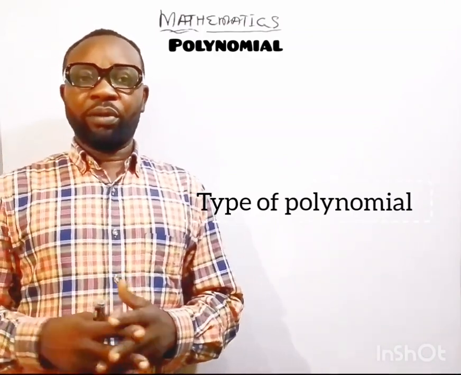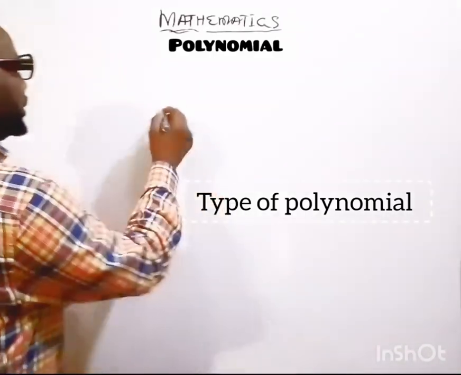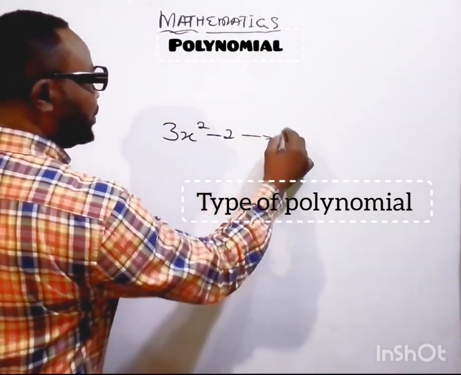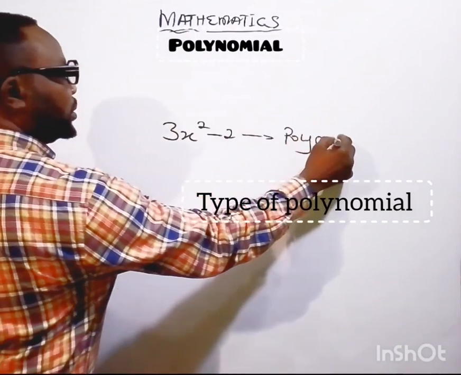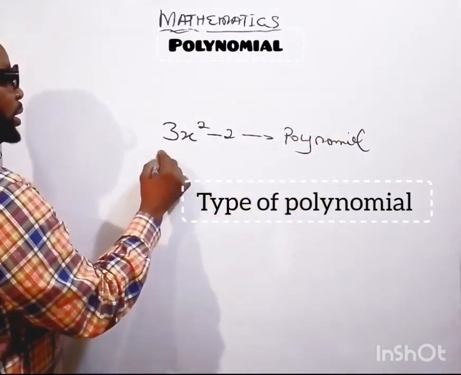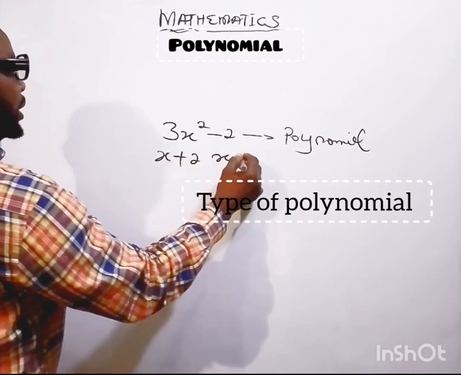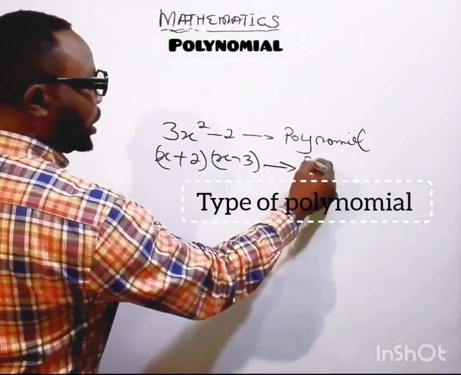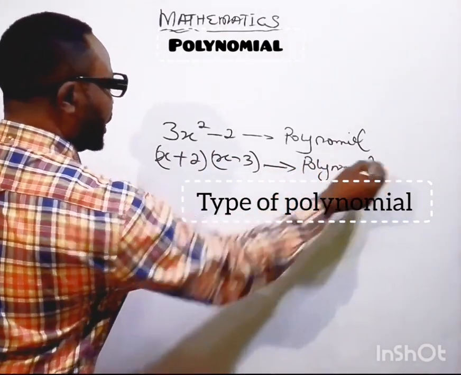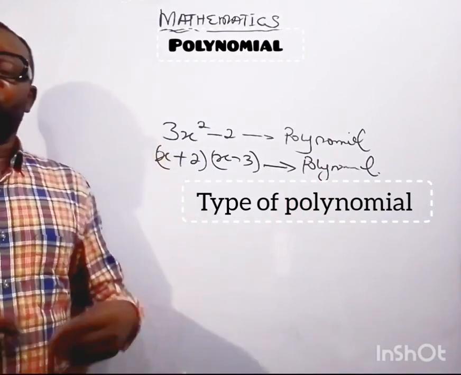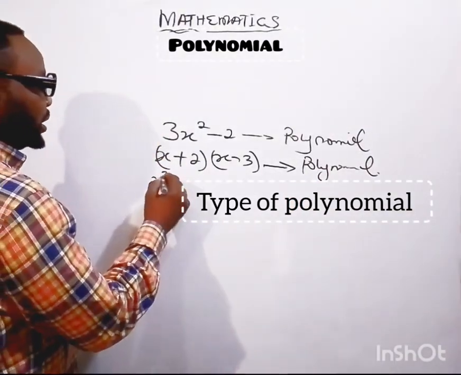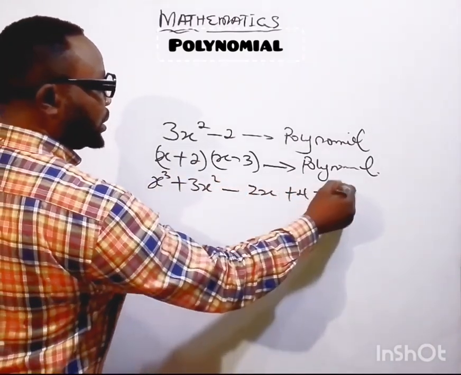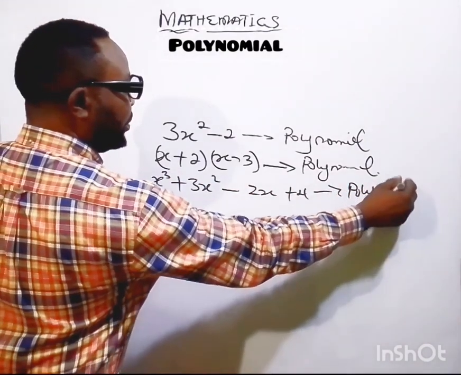regarded as polynomials. For instance, if you have a term written this way, 3x squared minus 2, this is a very good example of a polynomial. If you have (x plus 2)(x minus 3), both in brackets, the expansion of these will eventually become what we regard as a polynomial as well. This set of information, as well as many others, such as x cubed plus 3x squared minus 2x plus 4, is also a good example of polynomials.